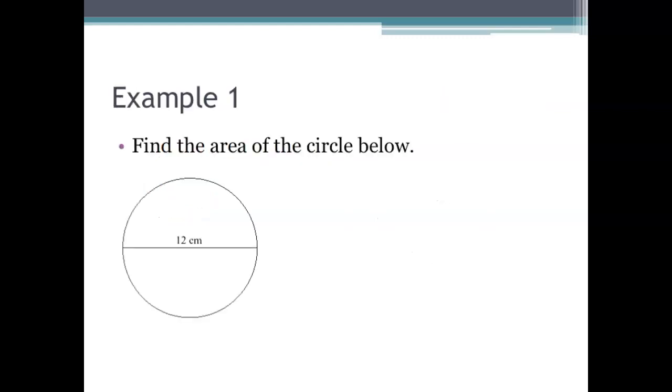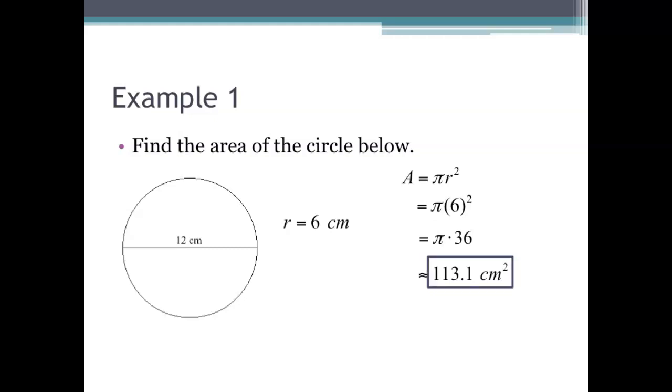Alright, so take a look at example 1. Find the area of the circle below. Now, you're not given the radius here, but you are given the diameter. The radius is the measurement from the center of the circle to any point on the circle. So this is going to be half of the diameter. Half of 12 is 6, so the area is going to be pi times 6 squared. So this is 36 times pi, which is equal to about 113.1, and because this is an area, we will say this is in square centimeters.